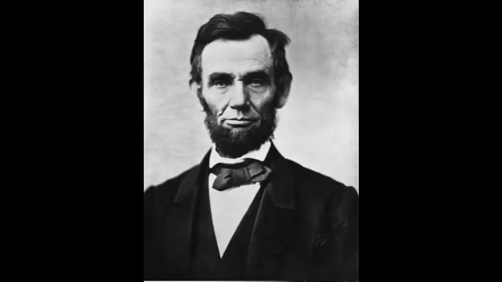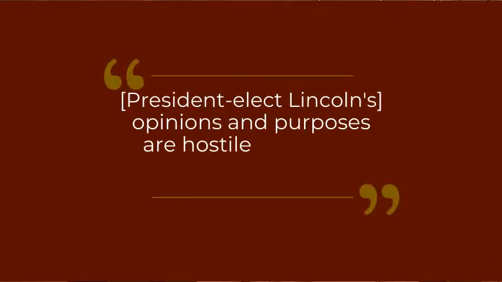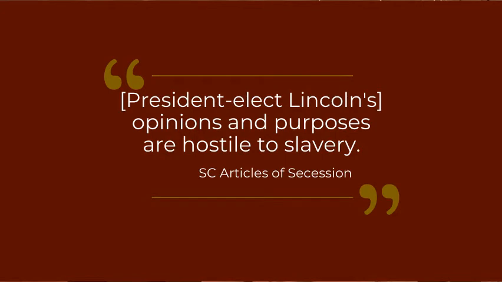Before then President-elect Lincoln was ever inaugurated, South Carolina became the first state to leave the United States, stating in their Articles of Secession that President-elect Lincoln's opinions and purposes are hostile to slavery. Other states would follow, and most would either mention that the protection of slavery was why they were leaving, or they indirectly referenced slavery by claiming that they were leaving the Union to protect their property and their way of life. Some called it their peculiar institution.